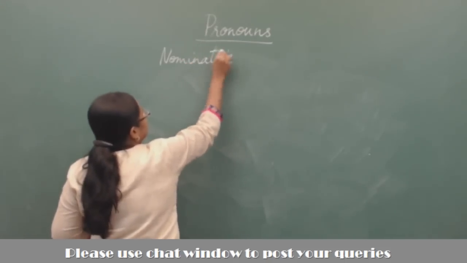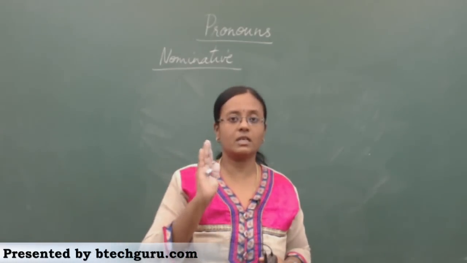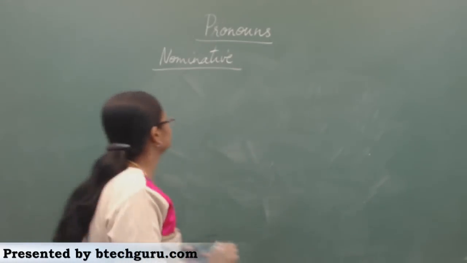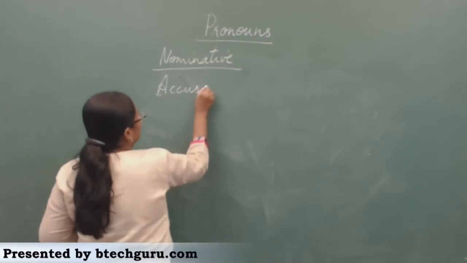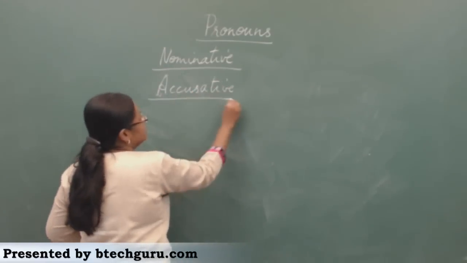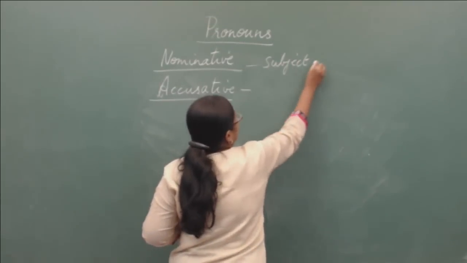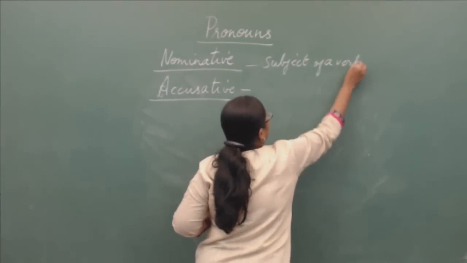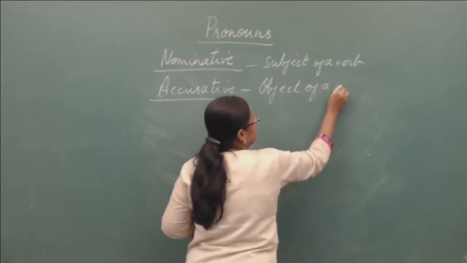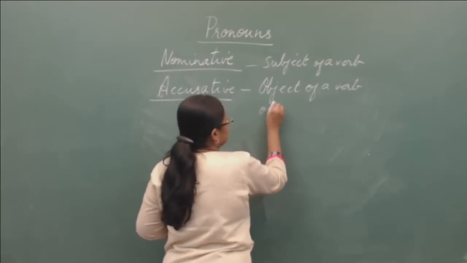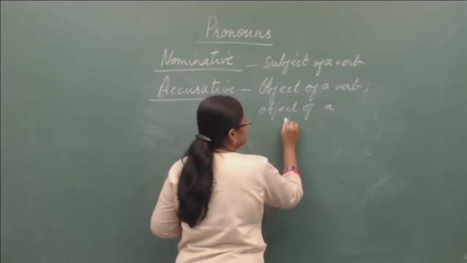Like the nominative. When do we use the nominative pronoun? In the nominative case, when it is the subject of a verb. Then we have the accusative as the object of a verb and also as the object of a preposition. Not only the object of a verb but also the object of a preposition.